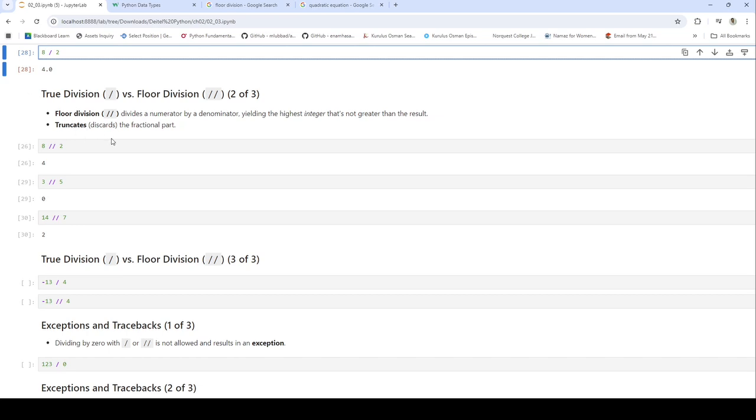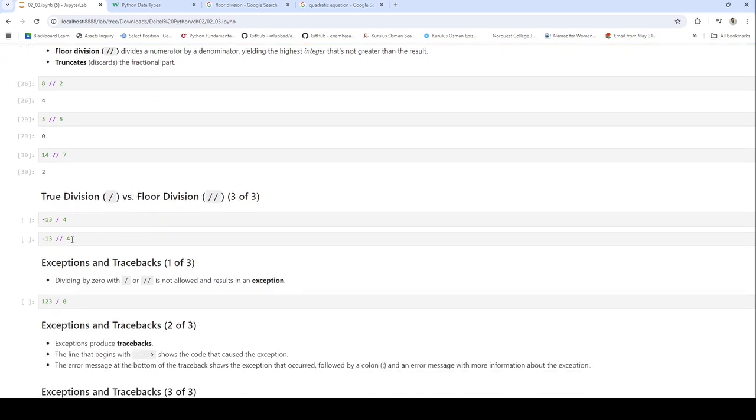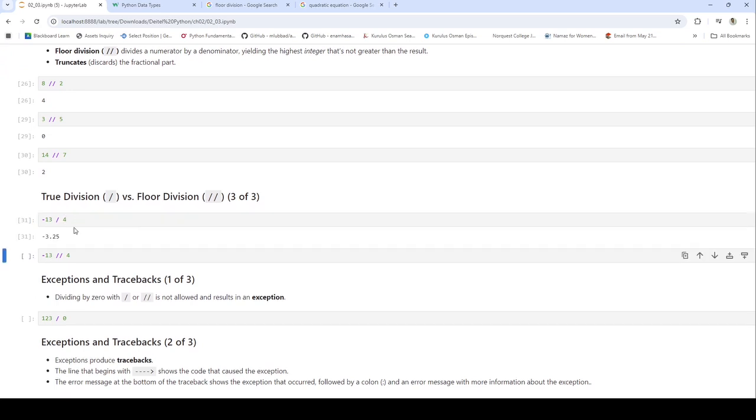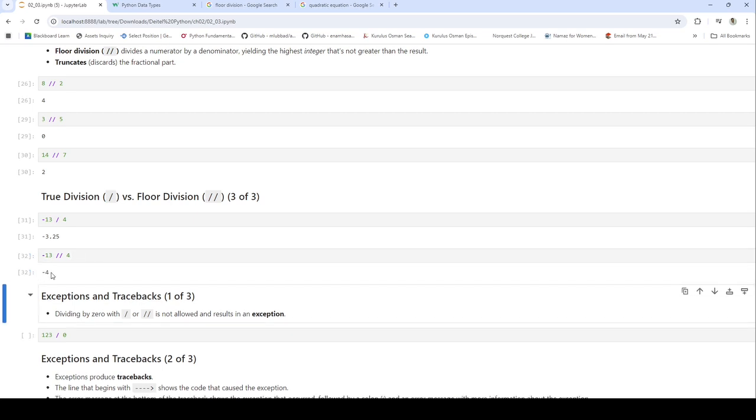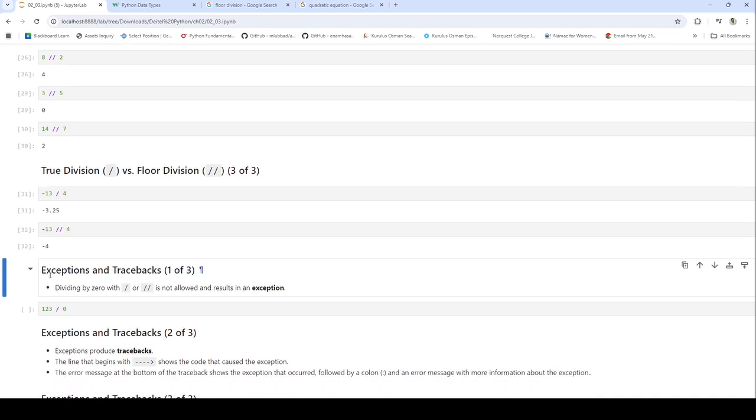So the floor division truncates the fractional part, whatever is after the decimal point. Similarly, we can try here. The 13 in true division, negative 13 would give us 3.25, but in the floor division, it would give us a negative 4 because that is smaller than the true division. So the result of floor division will always be smaller than this. It's a little tricky here because it looks like we'll get only minus 3, but minus 3 would be greater than minus 3.25. So that's why we're not going to get negative 3 here. We're going to get negative 4.